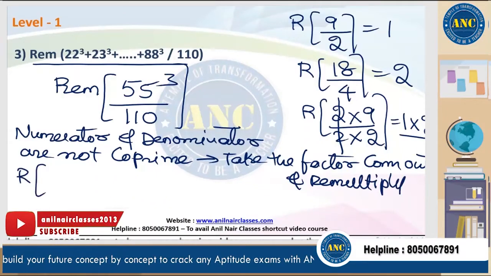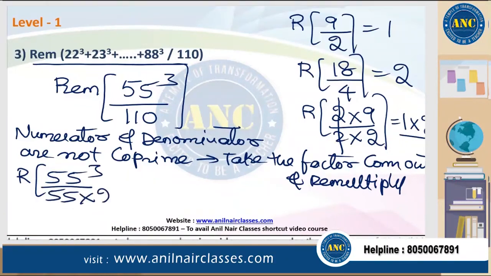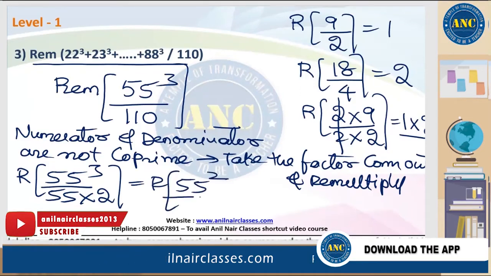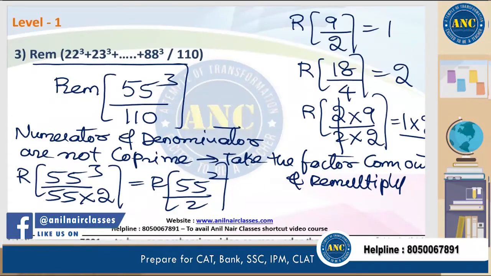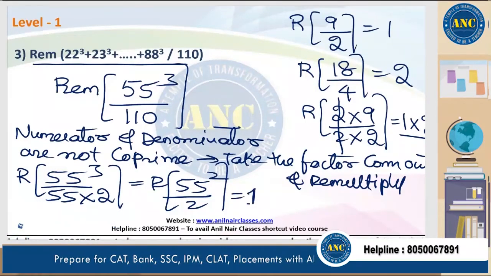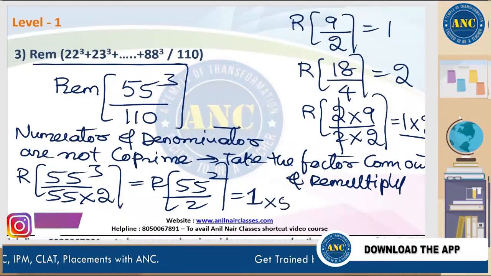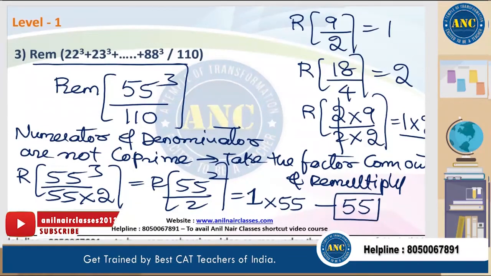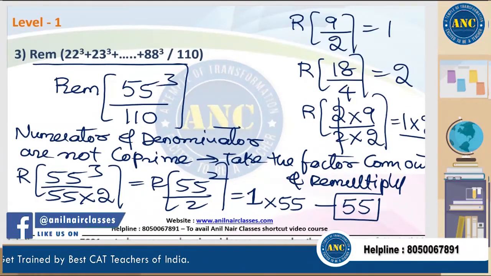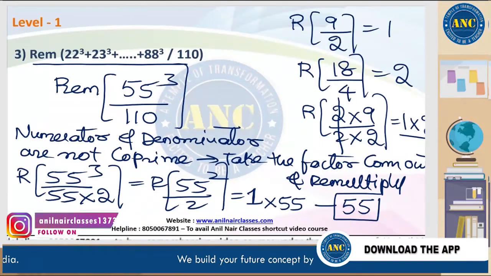So 55 cube by 110 is nothing but 55 into 2, so this is nothing but 55 square by 2. 55 is an odd number. Odd number divided by 2, it is 1. 1 is for the answer of 55 square, but I require it for 55 cube. Take the factor common out and multiply. The answer for the 3rd question is not 0 but 55. I hope the idea is clear.